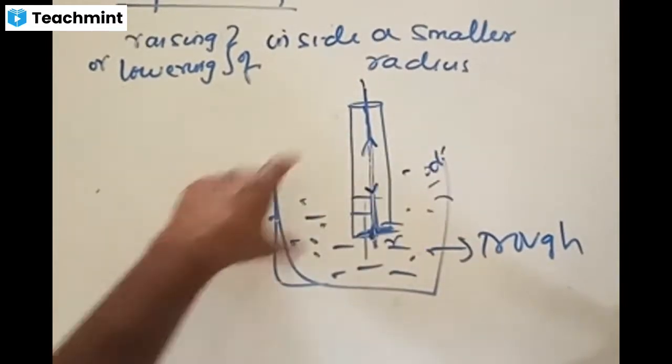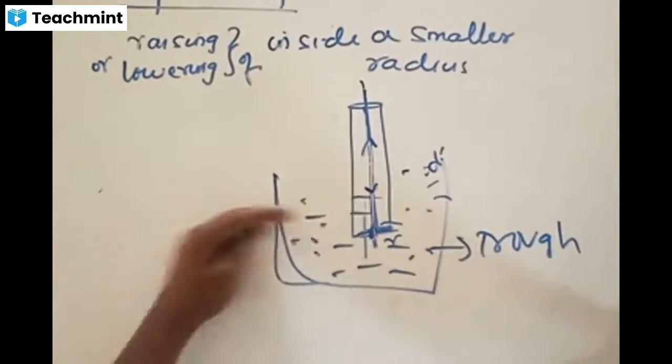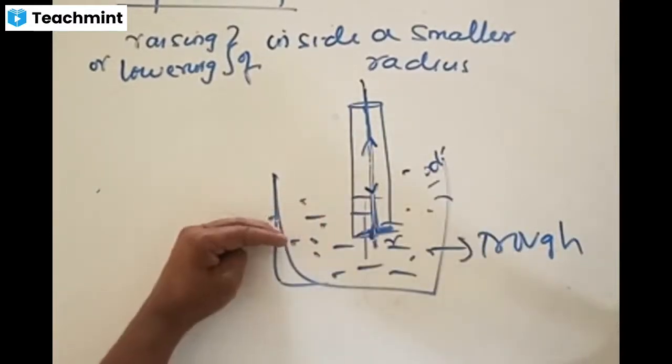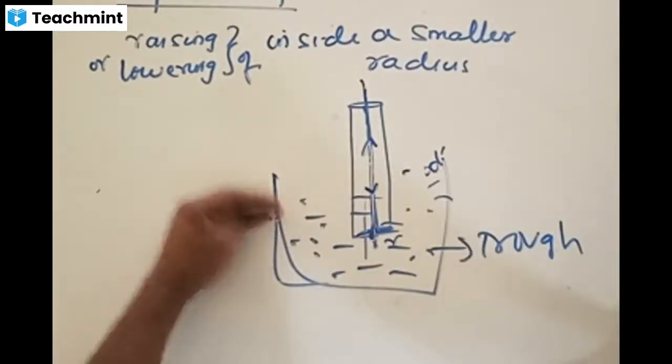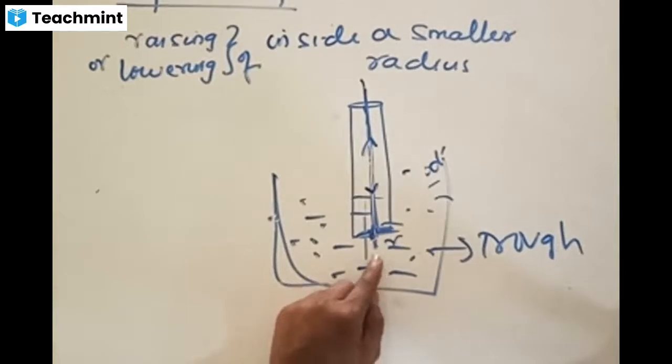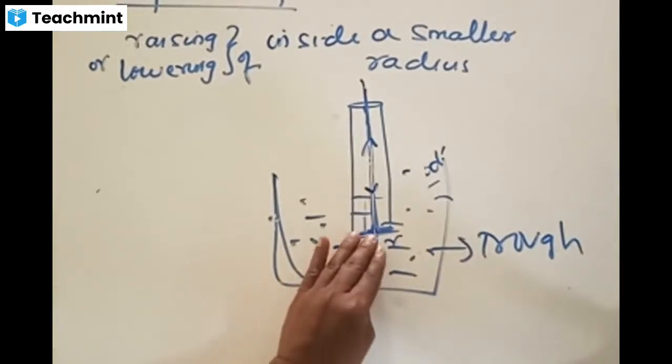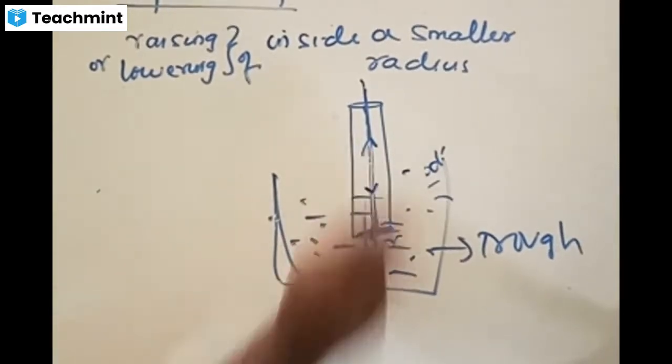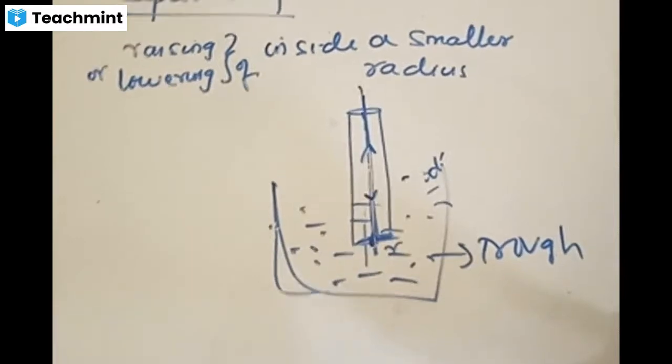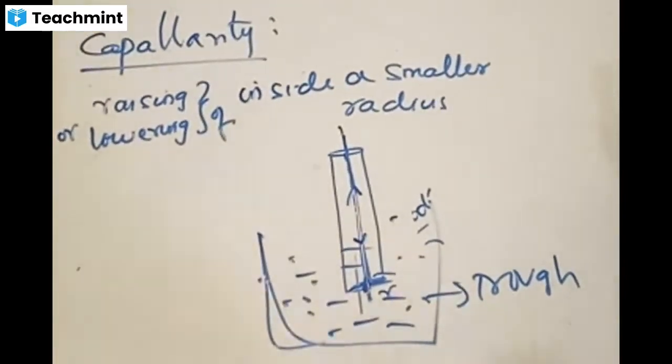If the entire part is present, only a small quantity is raised. But if you take a small opening like this, what happens? In this small opening, the liquid rises to a large height. This phenomenon is called what? Capillarity. You should know the definition first of all.